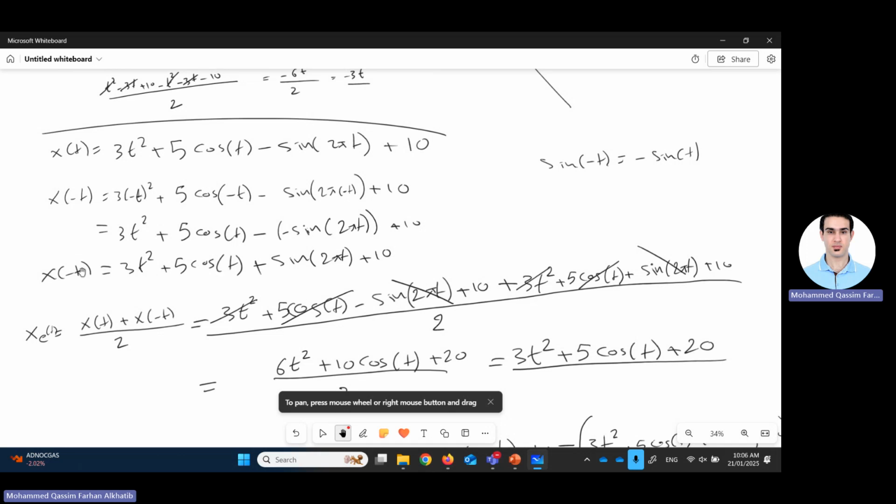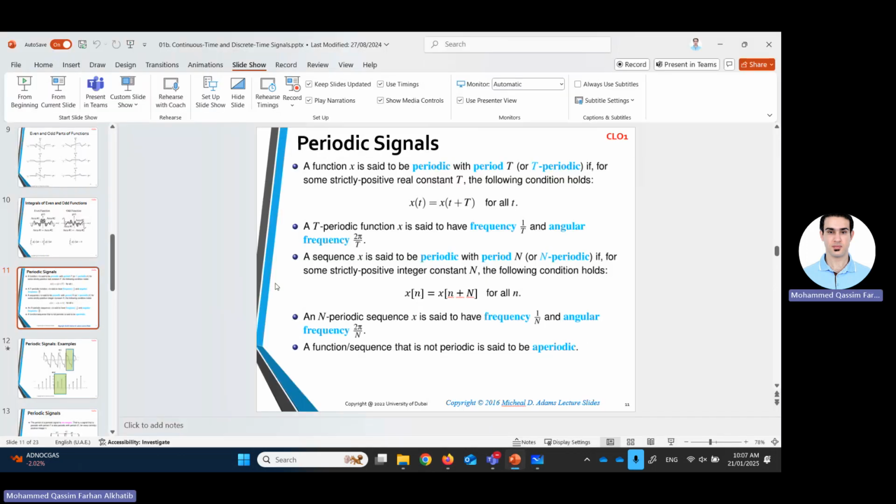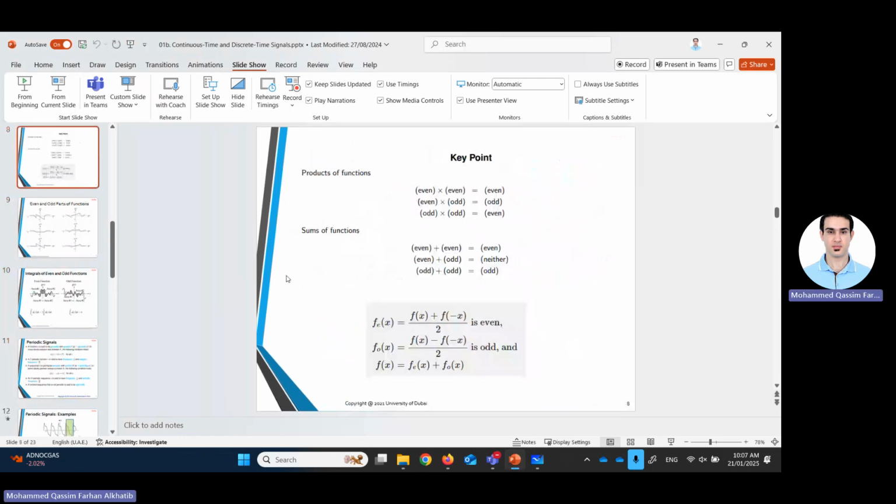Then for the even part, you add x of t and x of negative t, then divide over 2. For the odd part, you have x of t minus x of negative t, then divide over 2. Yeah, for even and odd, to find the even and odd parts. There you go. But those I wrote as functions like f of x, while a while ago I wrote in terms of x of t.